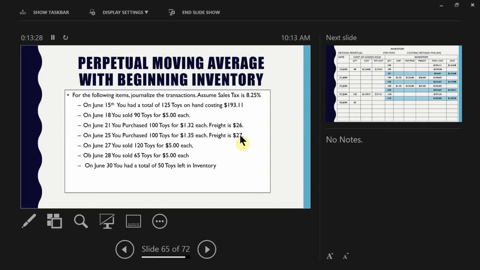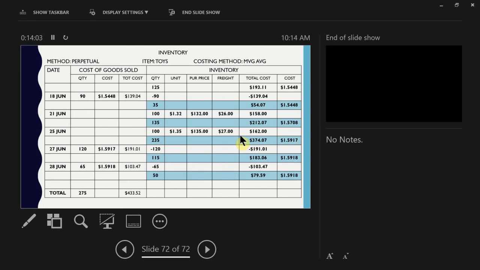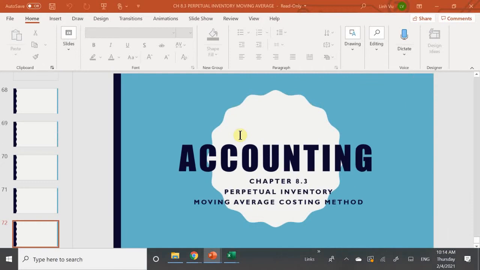Then on the 28th, you sold an additional 65 units. Again, you put in 65, place the average cost per item, solve for it, subtract it out, and find out that at the end of the given month, you have 50 items remaining, for $679.59. Again, we recalculate our average cost per item, and it has not changed.